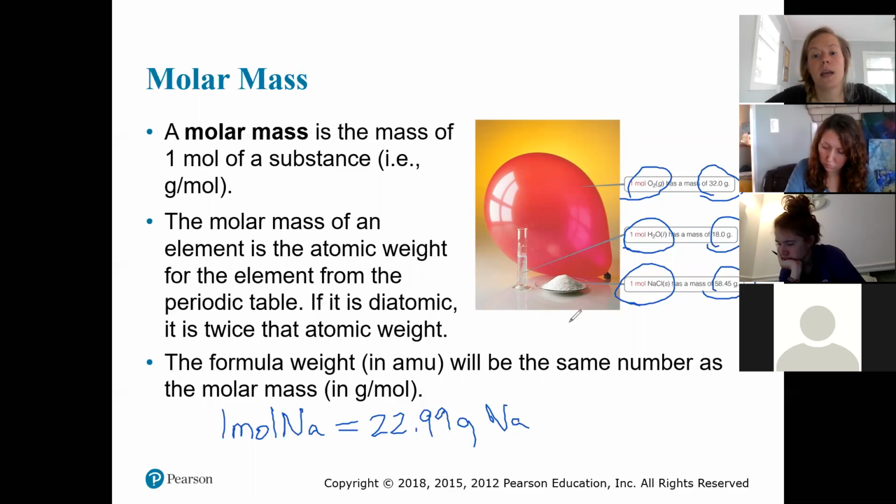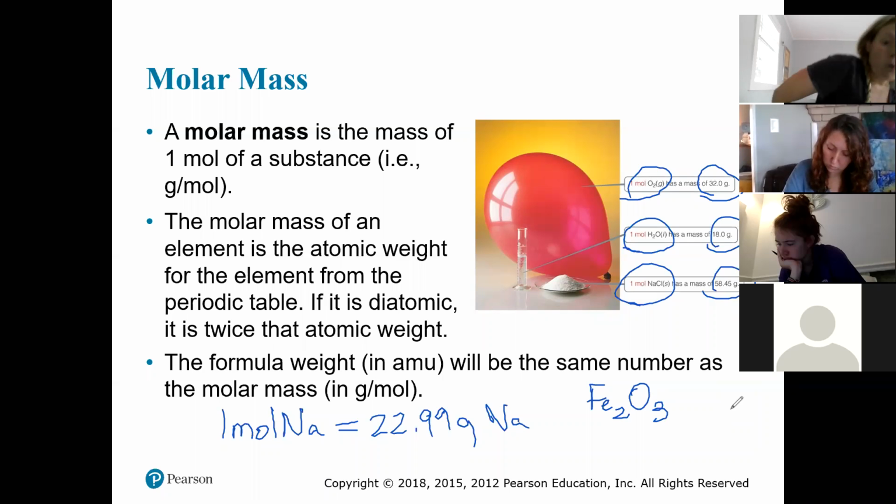I want you to calculate the molar mass for, it's the same thing that we were doing before, but calculate the molar mass for Fe2O3, iron(III) oxide. What is its molar mass?